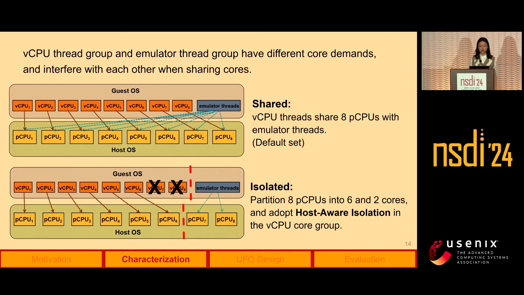We found the two thread groups have different resource demands and interfere with each other when sharing cores, so we quantify the influence of emulator threads through experiments. Shared is the common default configuration. Isolated means using isolation between vCPU threads and emulator threads. We adopt the host-aware isolation to keep the vCPU count the same as the pCPU count in the meanwhile.